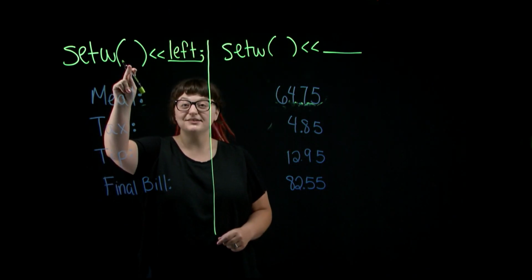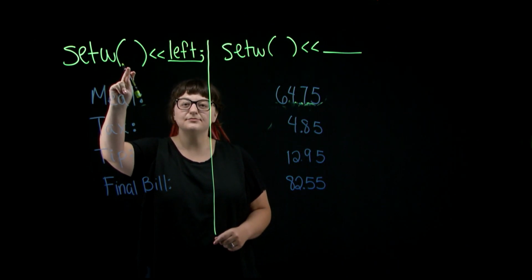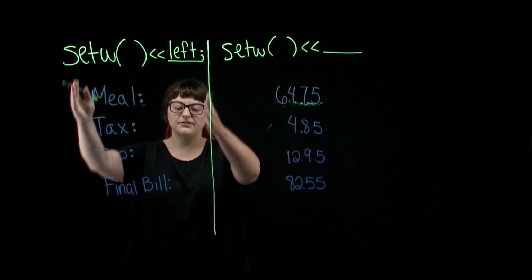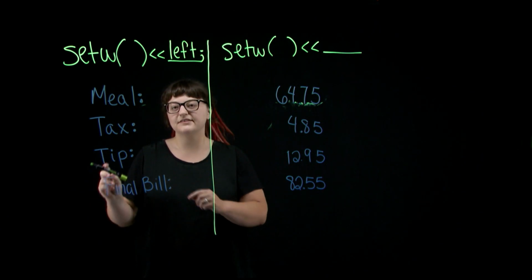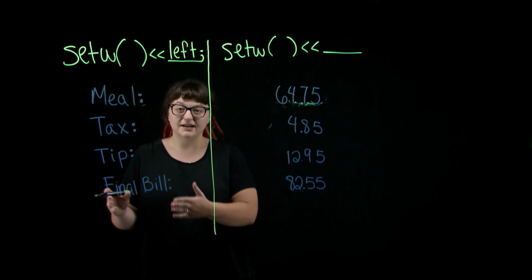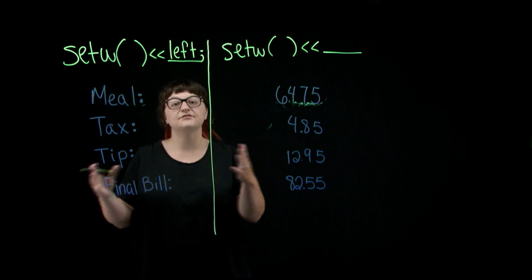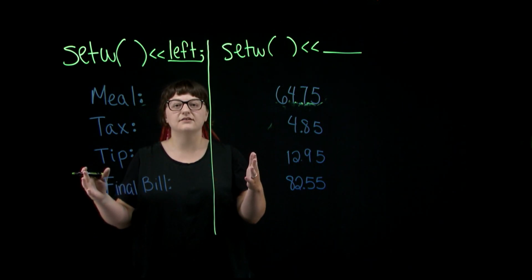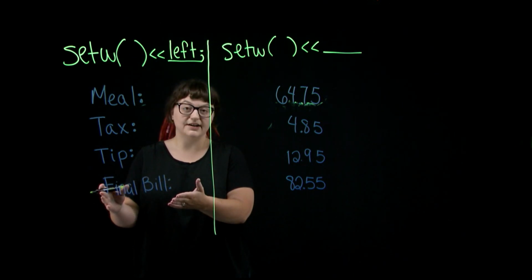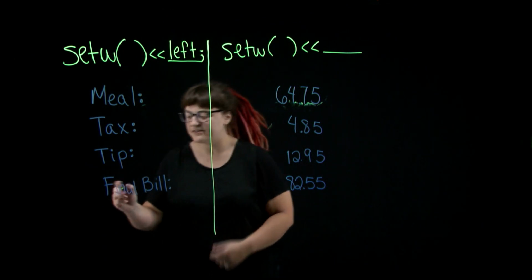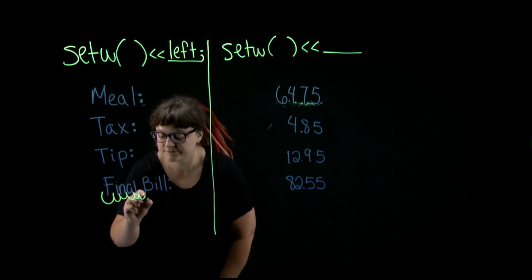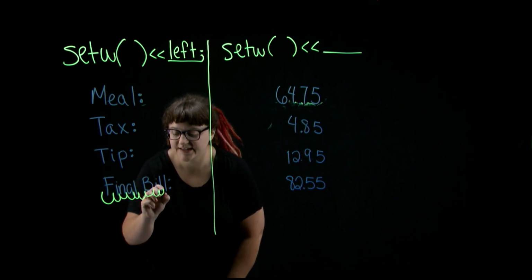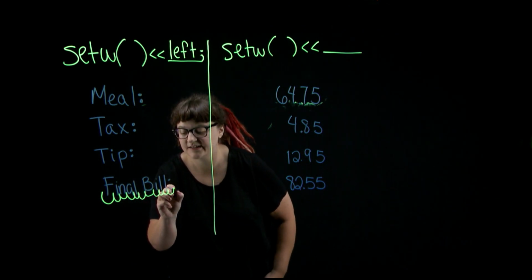Next, we need to populate this argument right here, and this is going to be the number in characters that we want to make the width of this column. So to figure out that number, I like to start by counting the characters in whatever is going to be the longest output of that column. So for us, that's final bill, right? Here's how I do it. Nine, 10, 11. All right.